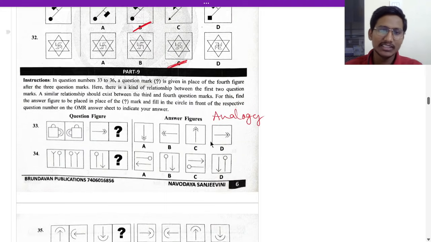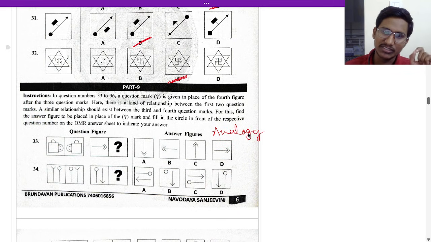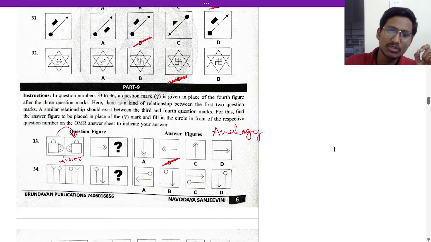Now 33, that is analogy figures. Analogy figures, so the same relation should exist. What is happening? Mirror image. This looks like a mirror image, so this same will be option B, right? So this will point towards this, so there will be 2 arrows.